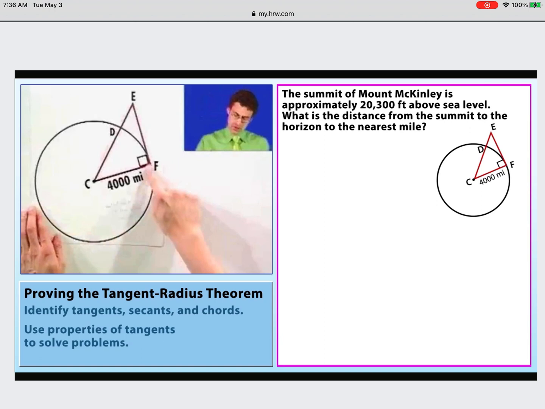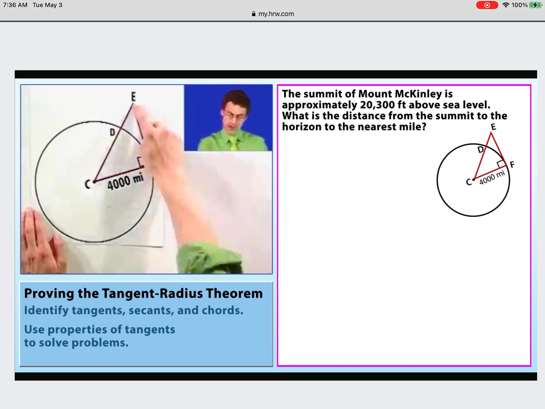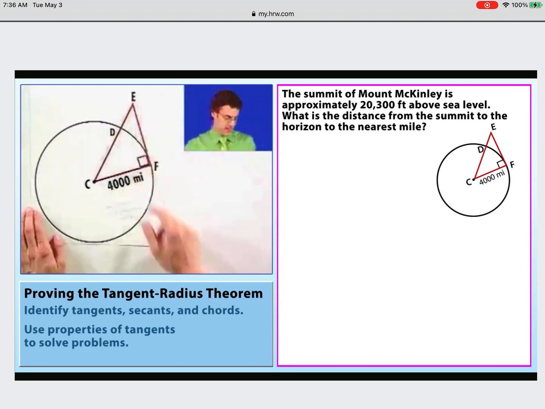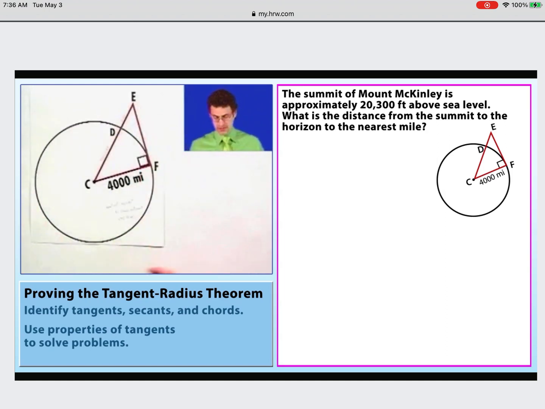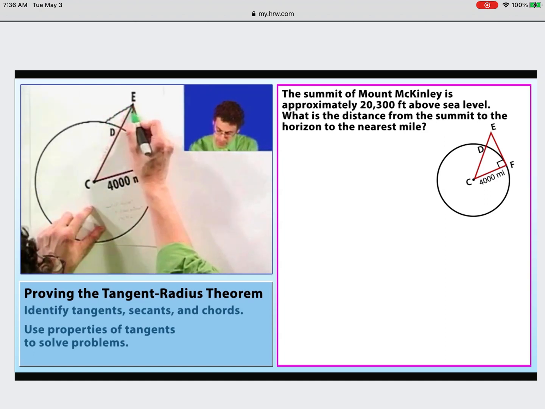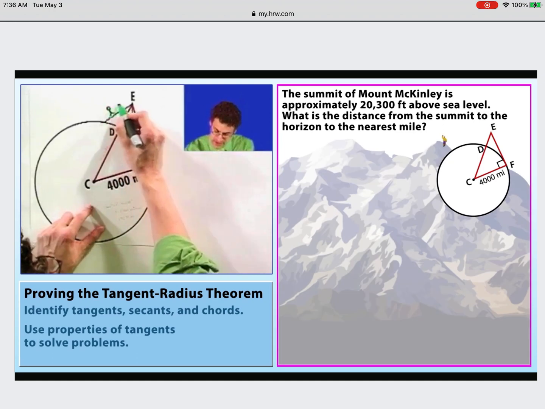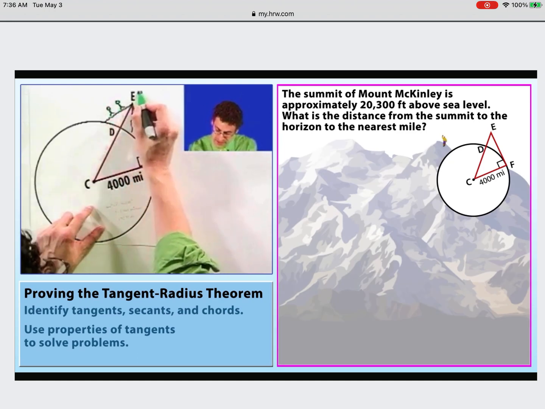So this circle represents the Earth, which we're modeling as a circle here. And now we're standing here at E. That's the top of Mount McKinley. So really, in fact, the mountain is here. Let me show you what it is. Here's the mountain. And you climbed all the way here. You were climbing and climbing and climbing, and you finally made it.